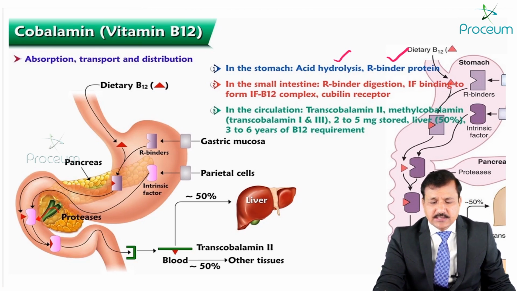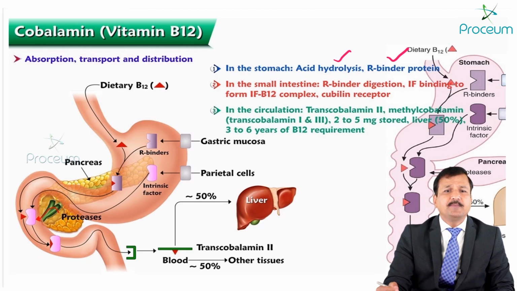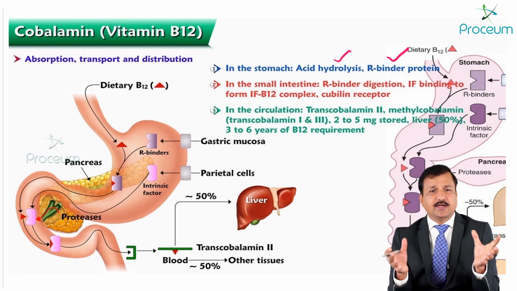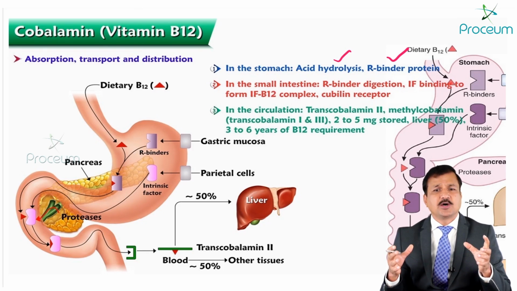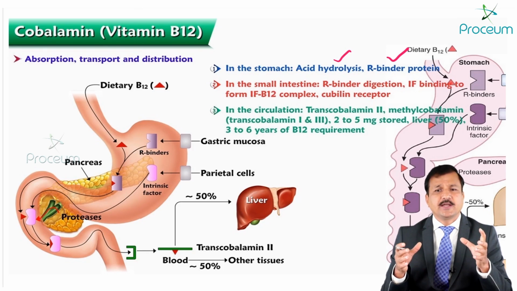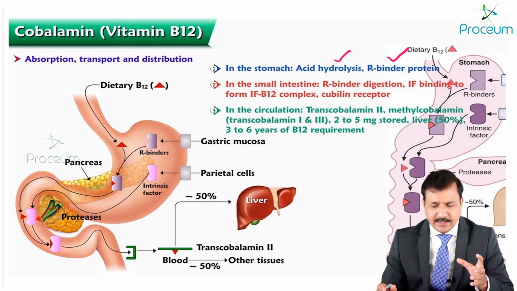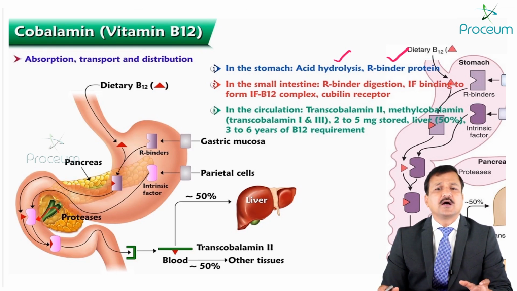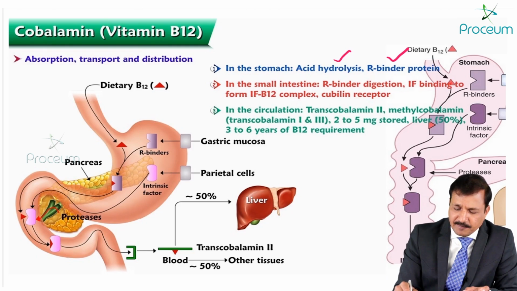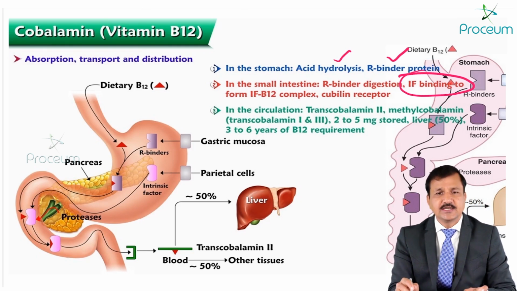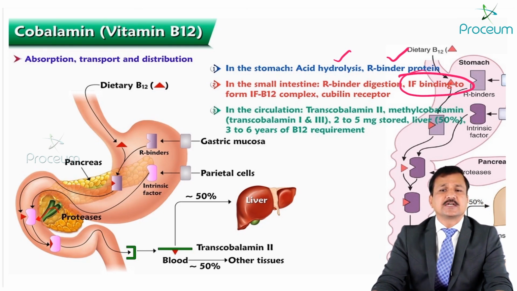So, in the small intestine, R binder is separated from the cobalamin because of the alkaline pH there, and this R binder is digested by the pancreatic trypsin enzyme, separating the cobalamin. And this cobalamin in the small intestine is going to bind with intrinsic factor, and this intrinsic factor is synthesized and secreted by parietal cells of the stomach.